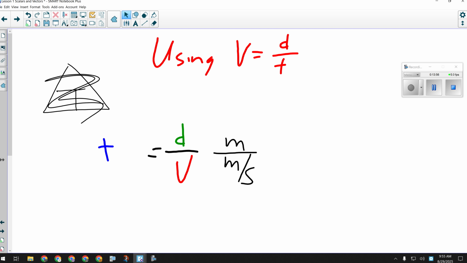Now, obviously, if I wanted to solve for d, it would just be a matter of multiplying t over to this side. Now I'm multiplying seconds by meters per second. The seconds will cancel. I'll be left with meters. You guys have done this before, so that's just a quick review there.